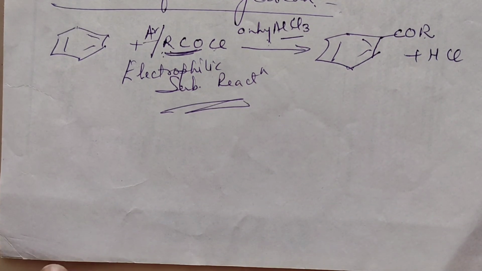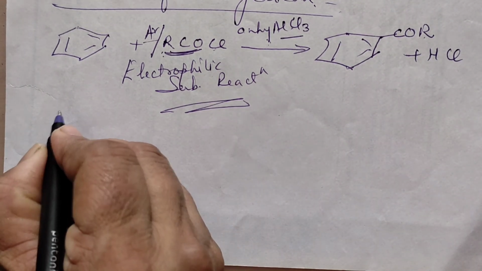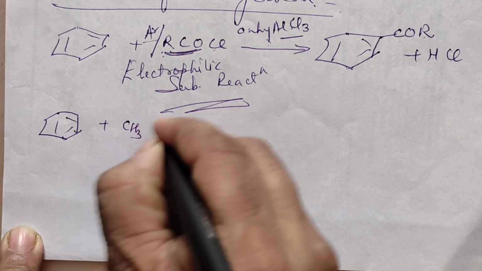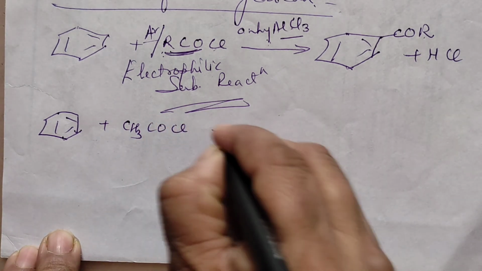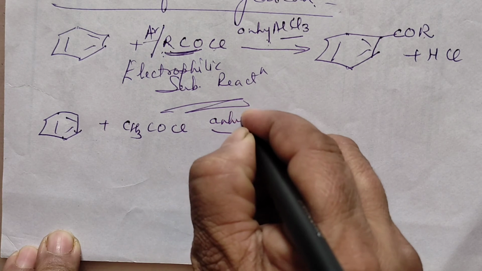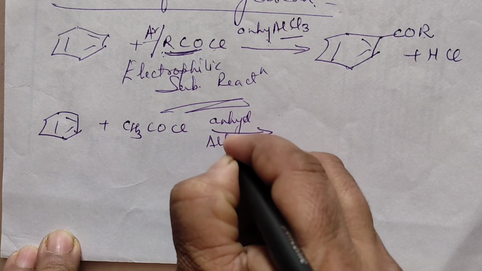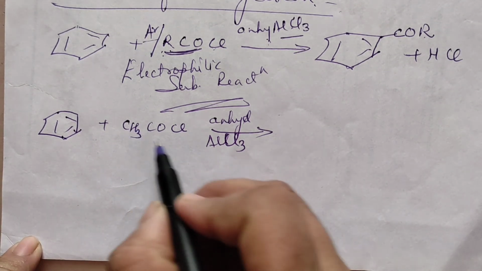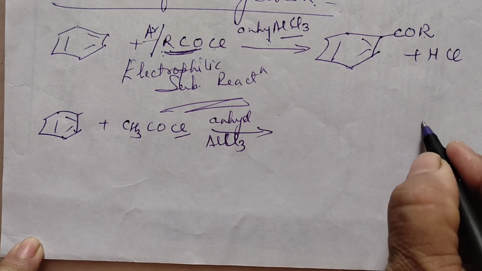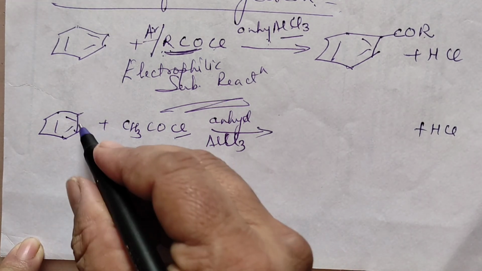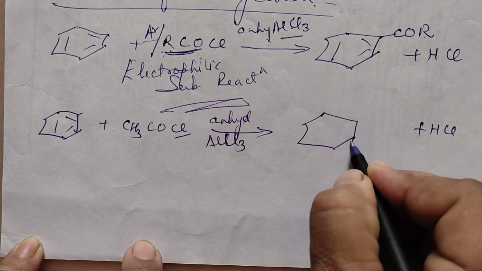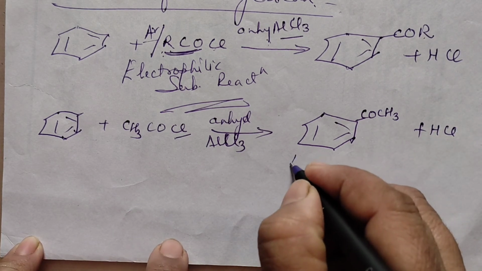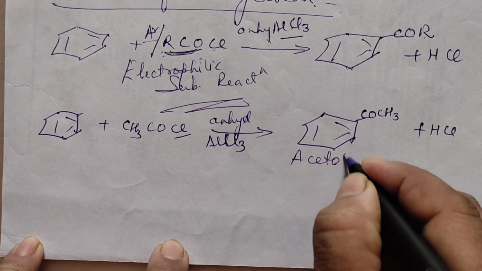Let me take both the examples, one with alkyl, another with aryl. Say I'm having benzene, and I am treating this with CH3COCl. The reaction is in the presence of anhydrous aluminium chloride, and that is required. Actually, any Lewis acid you can take to carry out this reaction. Now this Cl and 1 H from here will come out as HCl, and this COCH3 will be attaching onto the ring. So you will have this ring, and on this you will have COCH3. Now what is this? It is acetophenone.